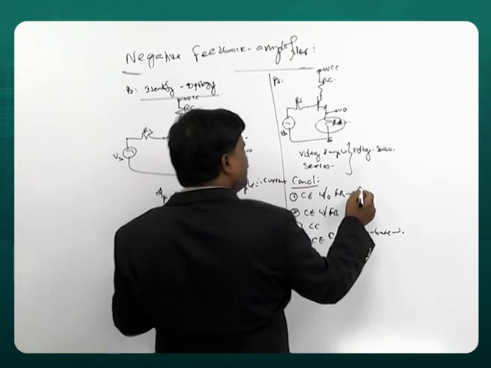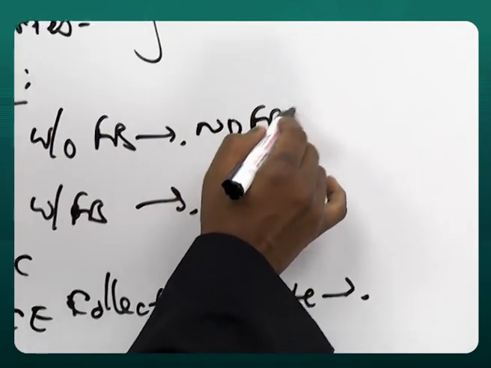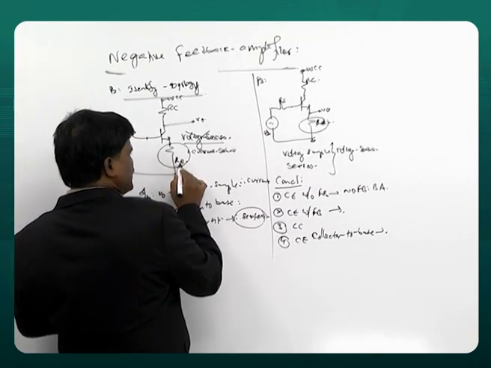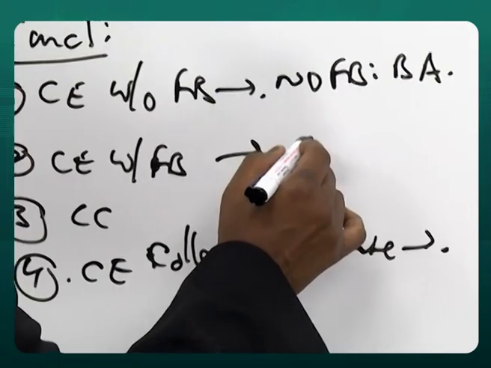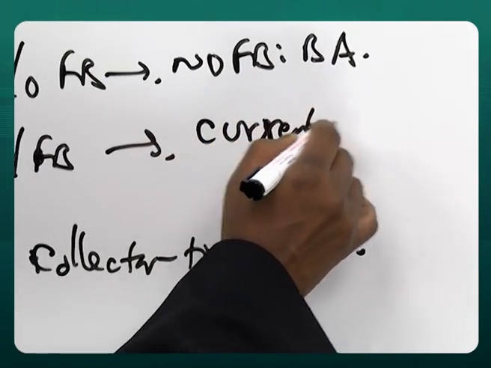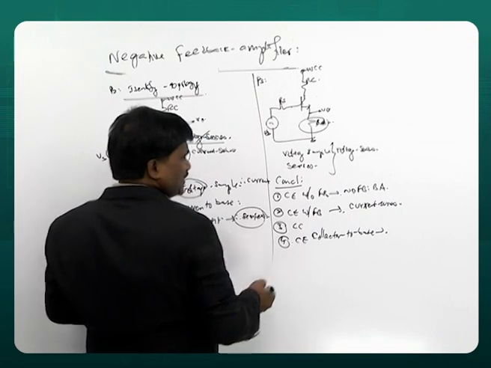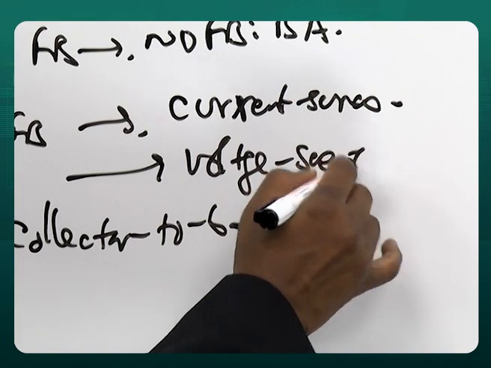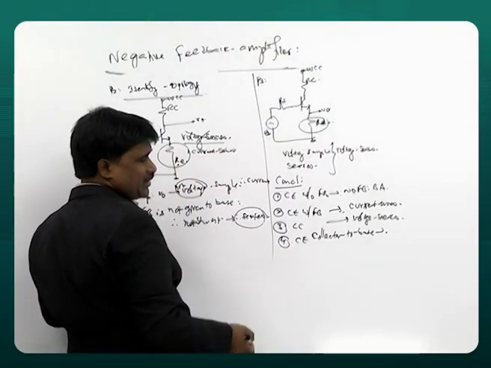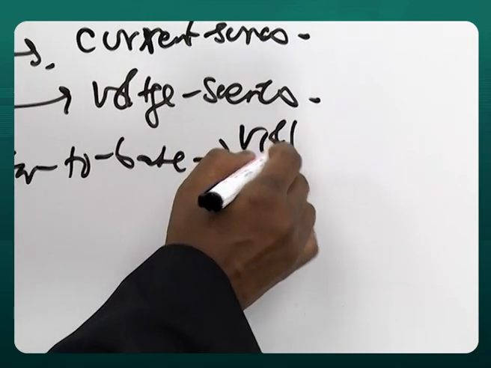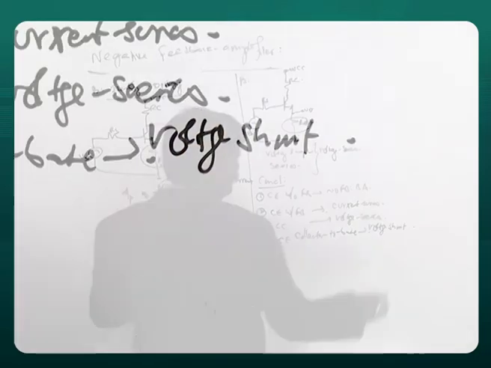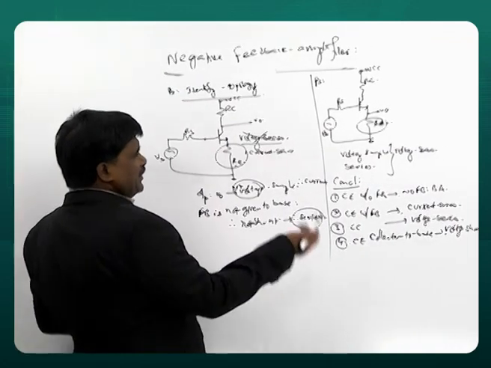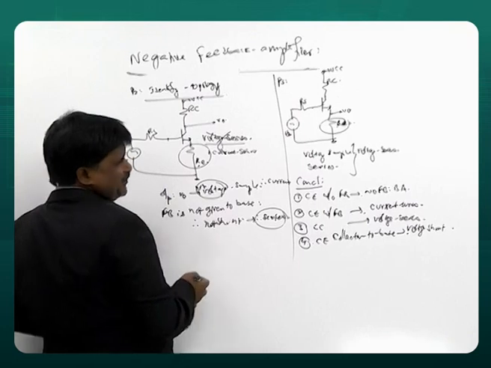So CE without feedback is no feedback or basic amplifier. CE with feedback is this, that is called current series. CC is voltage series. And CE with collector to base, what did I say earlier? Voltage shunt. These are the three conclusions we have. By that, you can identify the topology.